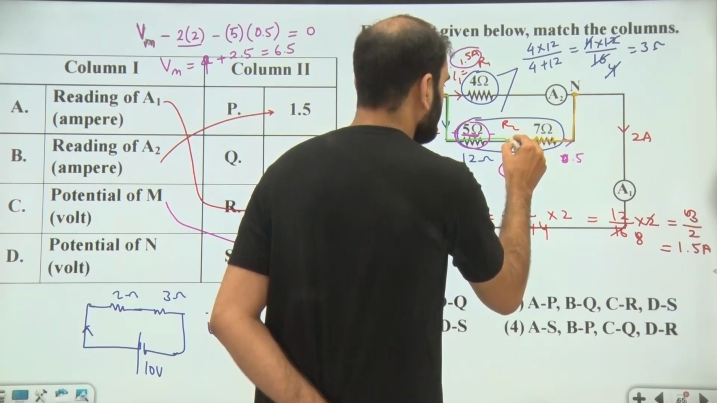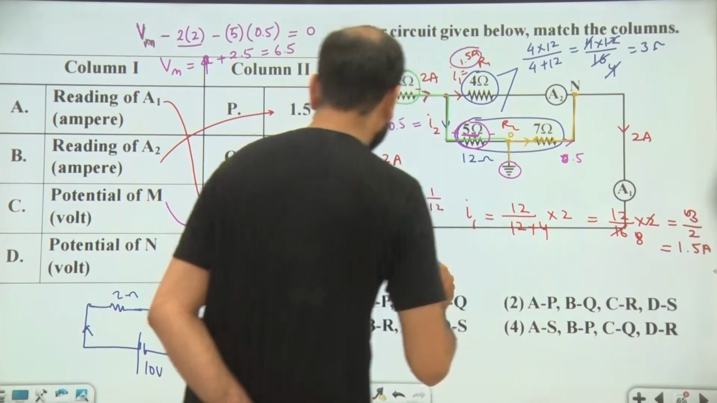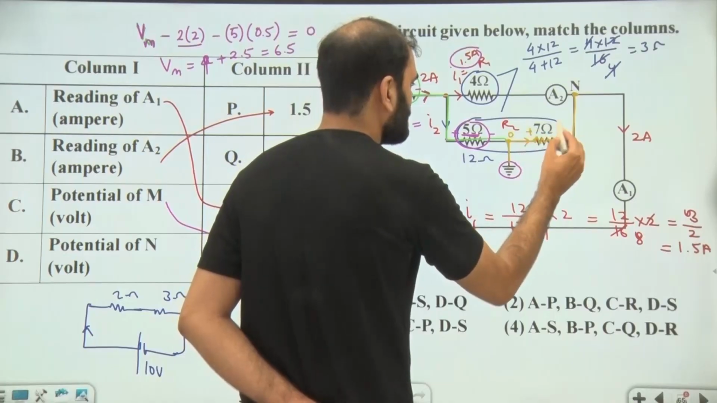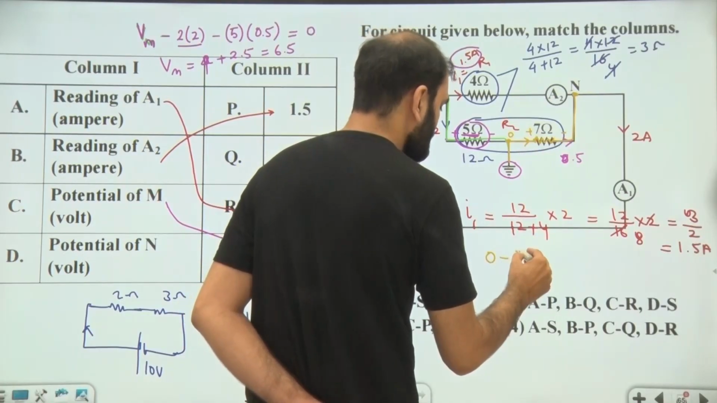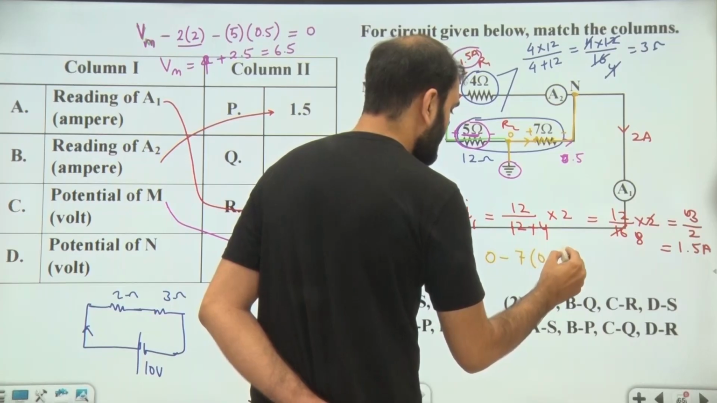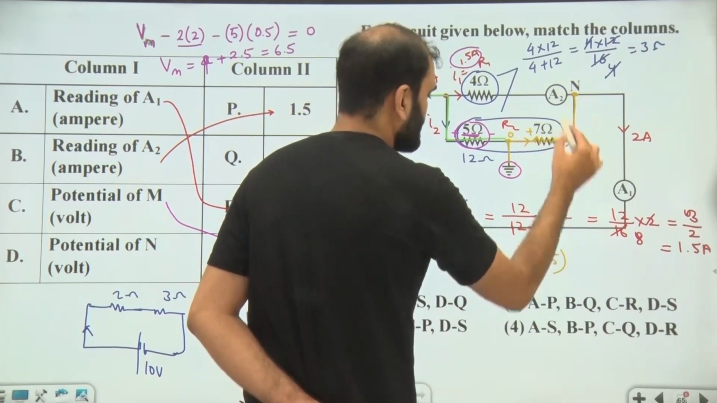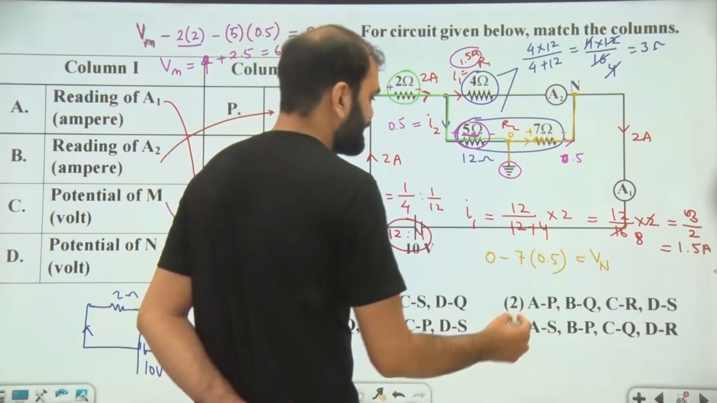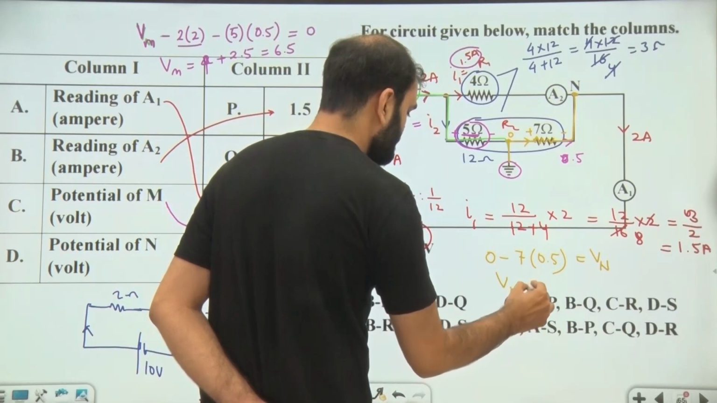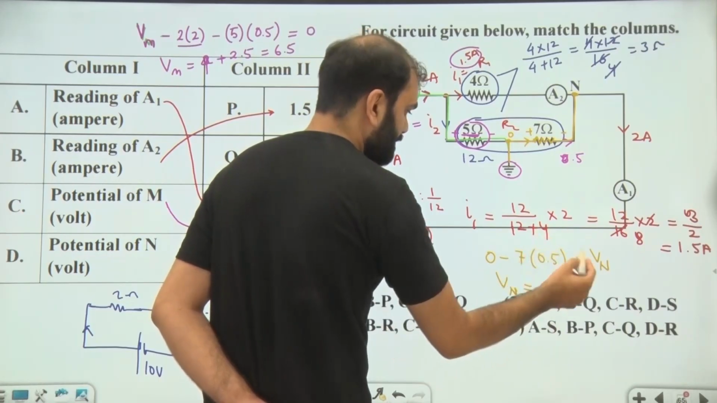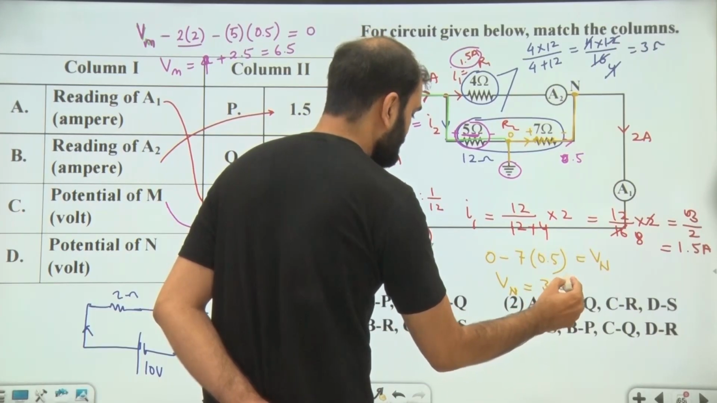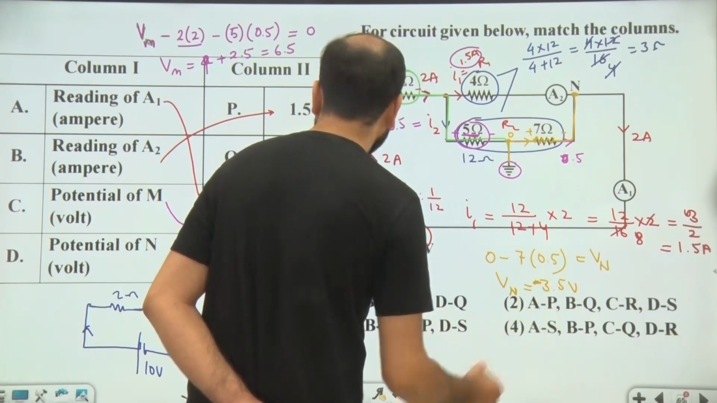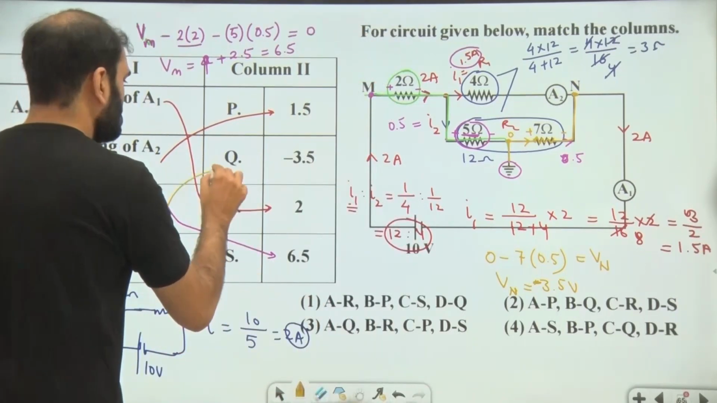So I'm just starting from this point. This point potential is 0. So just move from here. That's 0, and there will be a potential drop of minus I into R. So that will be equal to minus 7 into 0.5, I into R, and you will reach that point, that's equal to Vn. So from here, just multiply it, that will be 7.5 minus 3.5, giving minus 3.5 volt. So the potential at N will be 3.5 volt.